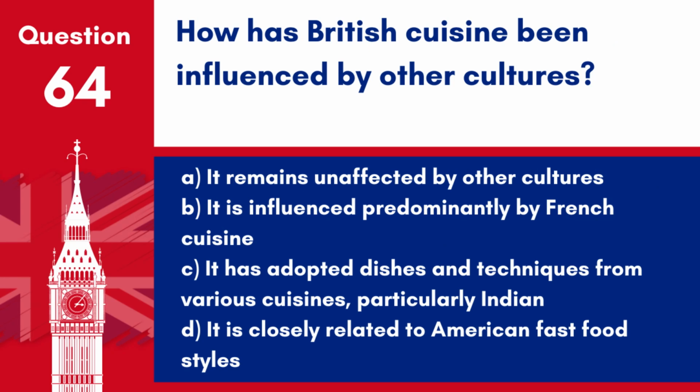Question 64. How has British cuisine been influenced by other cultures? A. It remains unaffected by other cultures. B. It is influenced predominantly by French cuisine. C. It has adopted dishes and techniques from various cuisines, particularly Indian. D. It is closely related to American fast food styles.